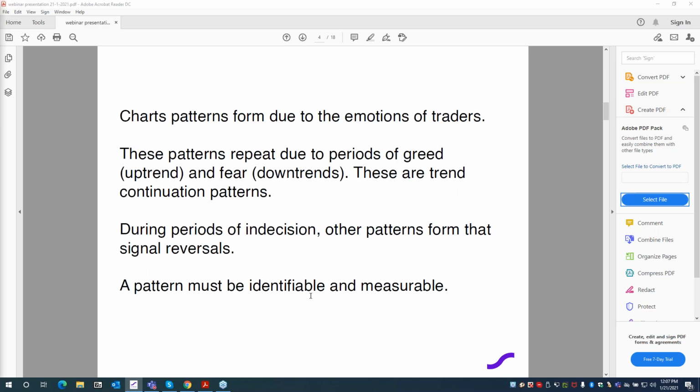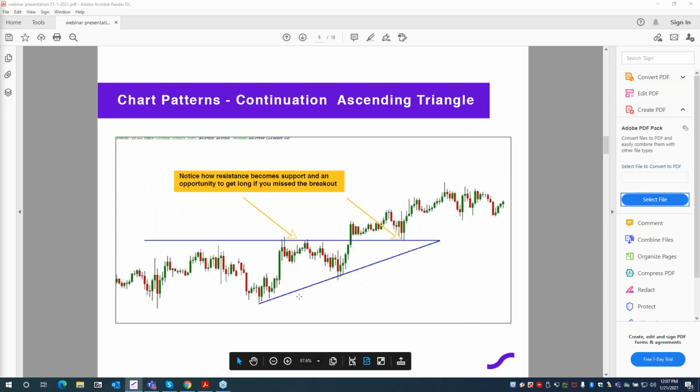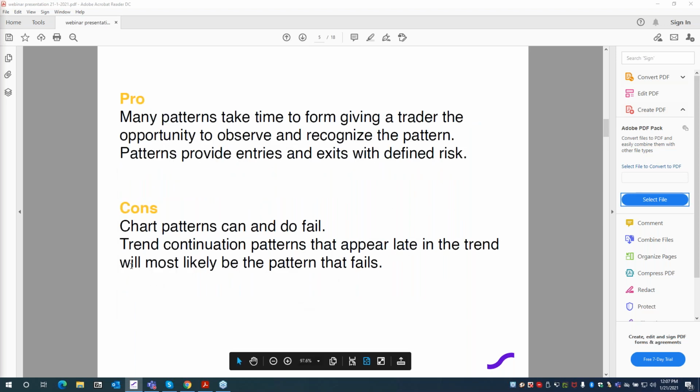A pattern must be identifiable and measurable. This is a rule when we're looking in the markets. And the pros and cons to chart pattern reading is that many patterns take time to form, giving a trader the opportunity to observe and recognize the pattern. Patterns provide entries and exits with defined risk.